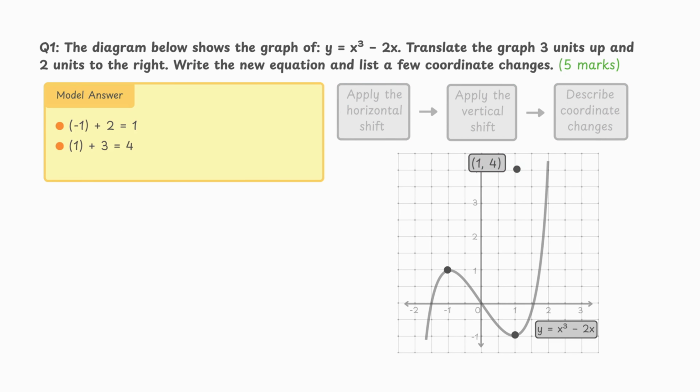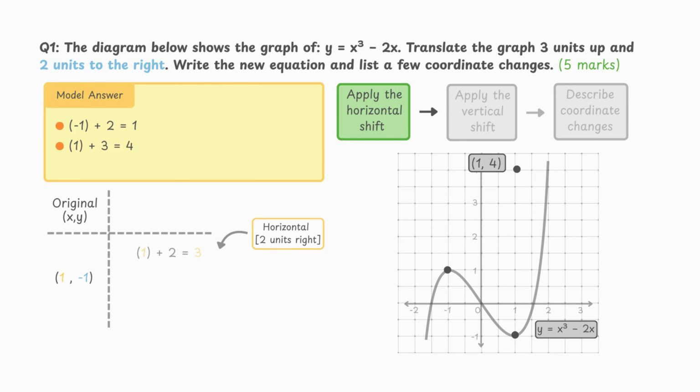Now let's continue the translation using another coordinate from the graph. The original coordinate shown in the table is 1, -1. We follow exactly the same translation rule. First, apply the horizontal shift. The graph moves 2 units to the right, so we add 2 to the x-coordinate. 1 plus 2 equals 3. So the new x-coordinate becomes 3. This earns 1 mark for correctly applying the horizontal translation.